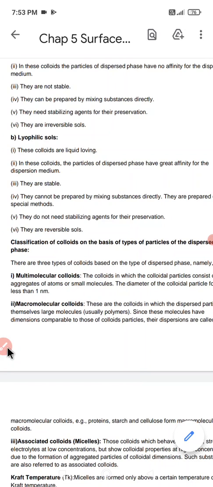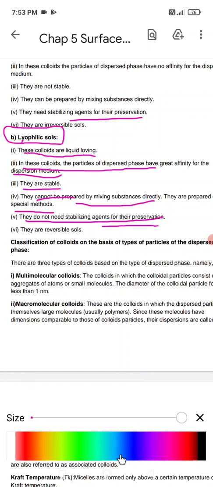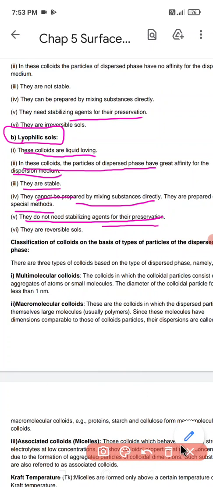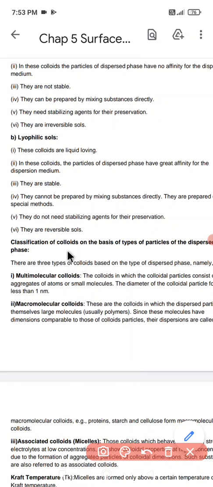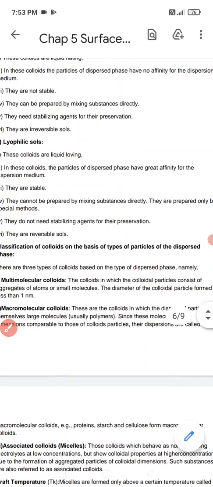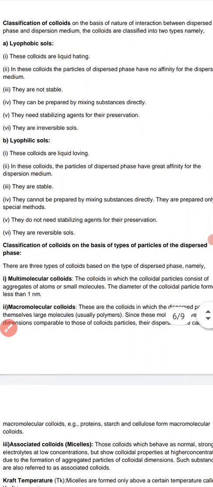Now we are going to discuss the next classification. That is the classification based on the type of particles of the dispersed phase and the dispersion medium. The next classification is based on the size of the particles of the dispersed phase and the dispersion medium.